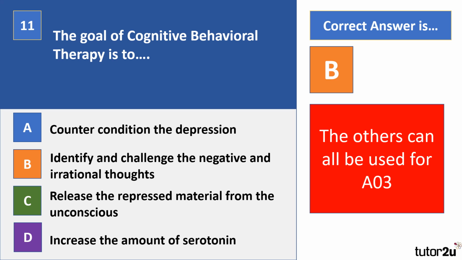So A there would be a behavioural therapy, so the counter-conditioning, I guess. C, releasing the repressed material from the unconscious, is psychodynamic. And then we've got increase the amount of serotonin is biological. And the reason that this is included is just so you can know that there's actually some nice comparison you can do with other therapies using your approaches knowledge. And that could really pull in your AO3 quite nicely if you were asked to evaluate CBT.